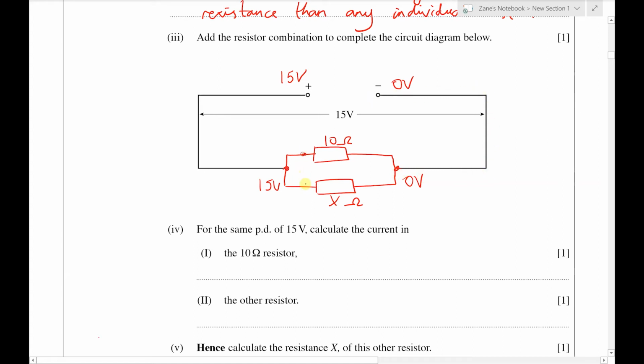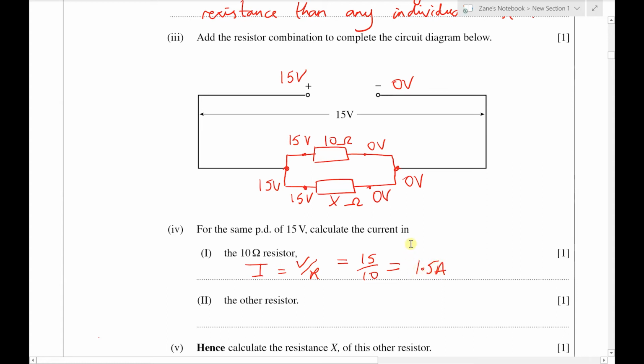So taking that same rule about no potential drops across wires, we have 15 volts here and 0 volts here and here. So you can see easily that the PD across that 10 ohm resistor is 15 volts. To calculate the current, I equals V over R, 15 over 10. That will give us 1.5 amps.